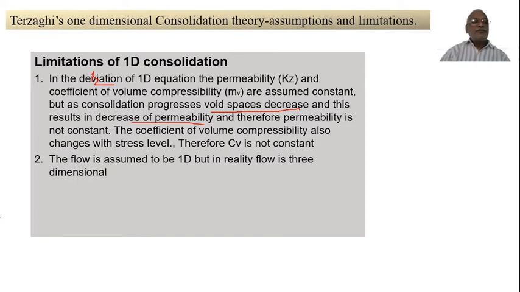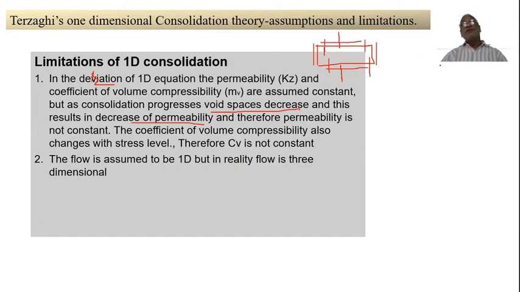Next, the flow is assumed to be one-dimensional, but in reality flow is three-dimensional. In case of a laboratory experiment, we conduct a test by taking a soil, putting it in a ring, right? This is the section of a ring. So you will be having a metal ring in which the soil is placed, and then the load is put, and porous stones are provided on top and bottom so that the water goes out only in vertical direction. This is what is done in a laboratory.